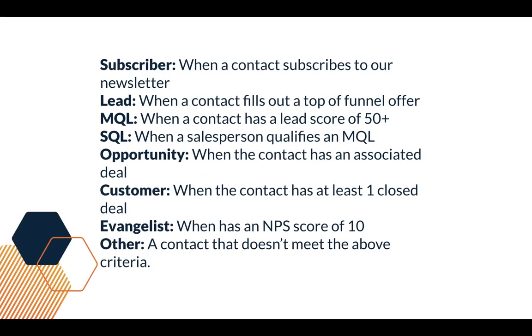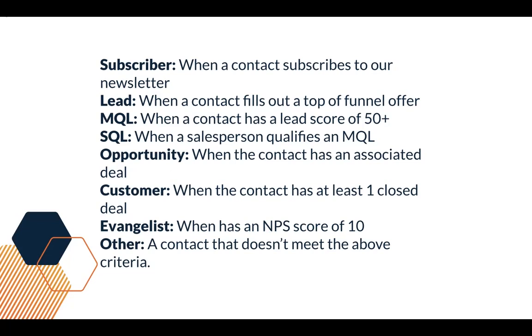An MQL could be anything, whatever your company decides an MQL is. In this case, I decided that the MQL will be when a contact has reached a lead score of 50 plus. An SQL would be when a salesperson qualifies that MQL as an opportunity that they're going to pursue. Then an opportunity would be when the contact has at least one associated deal in HubSpot. So they're actively being worked to become a customer.